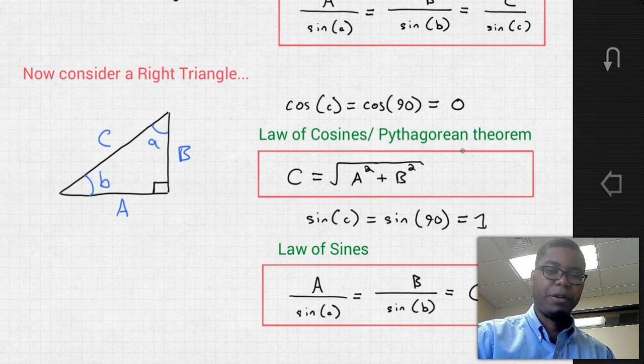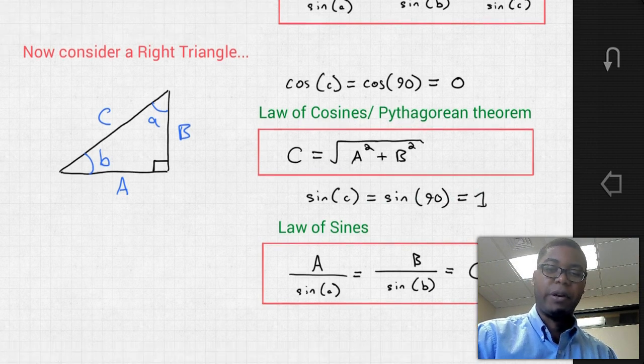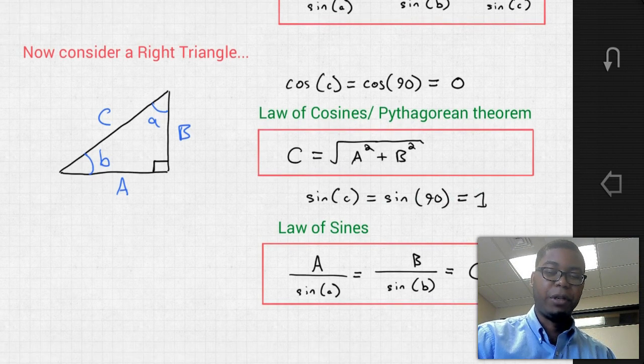Now, again, considering that C is equal to 90 degrees, we can update the law of sines. When we look at it, we see that the sine of C is equal to the sine of 90 degrees, which is equal to 1. So our law of sines changes, and it shows a relationship of A over sine of A is equal to B over sine of B, which is equal to C. And that's a relationship that we can use in order to solve problems.